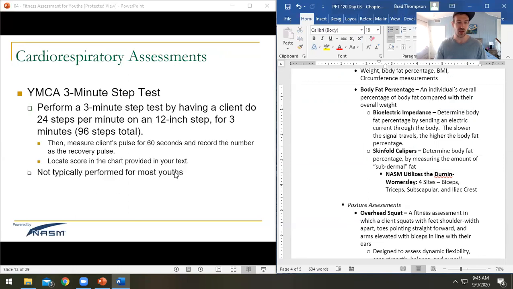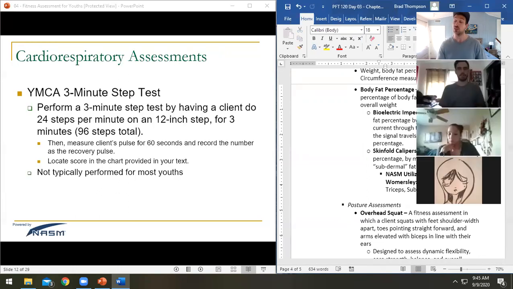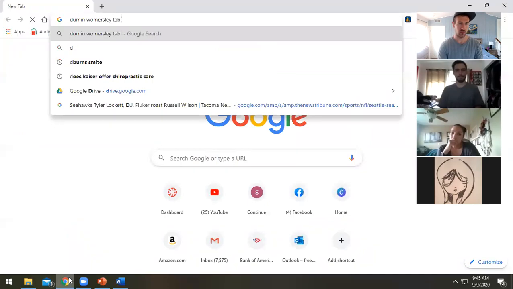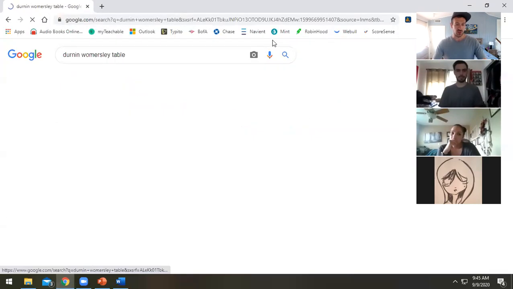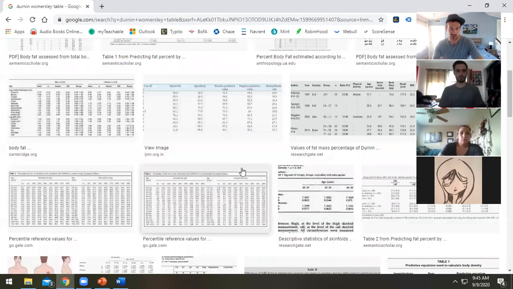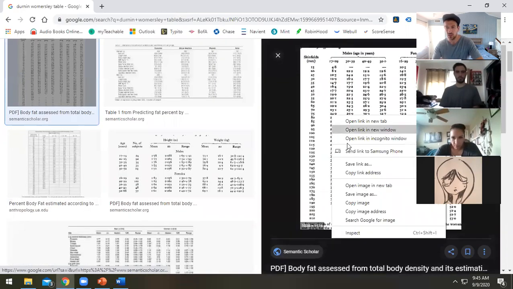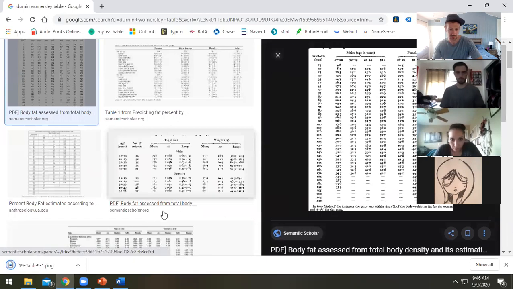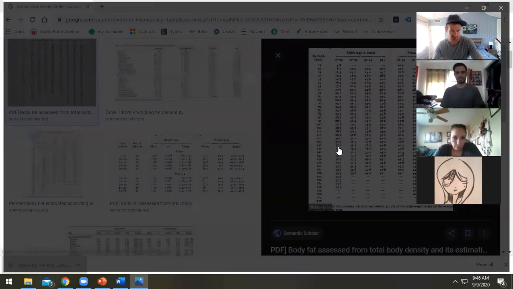And so you're going to measure all of those, total up all the numbers, and then you look on a little table. So if you do all 4 of those sites, you're going to take a look.